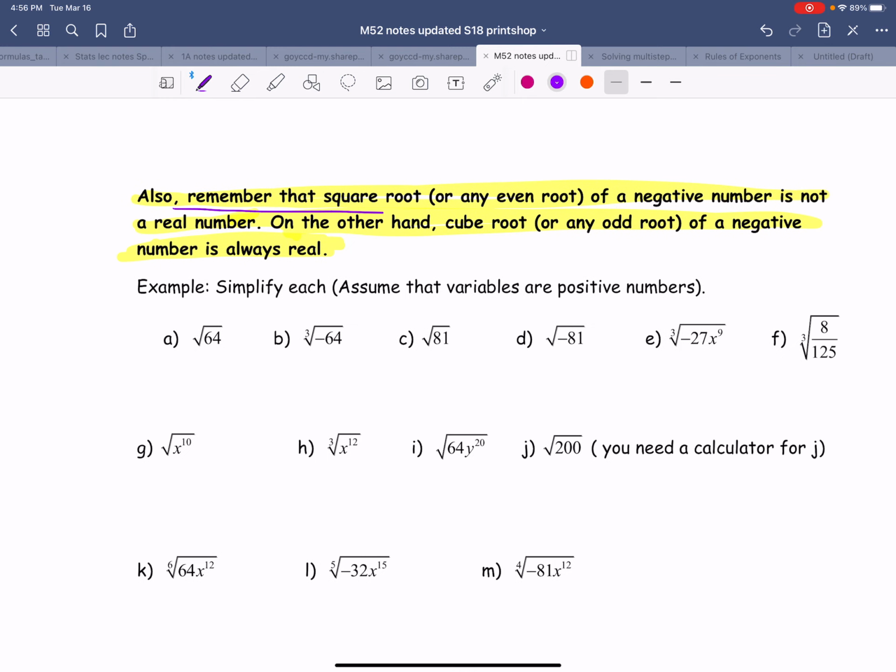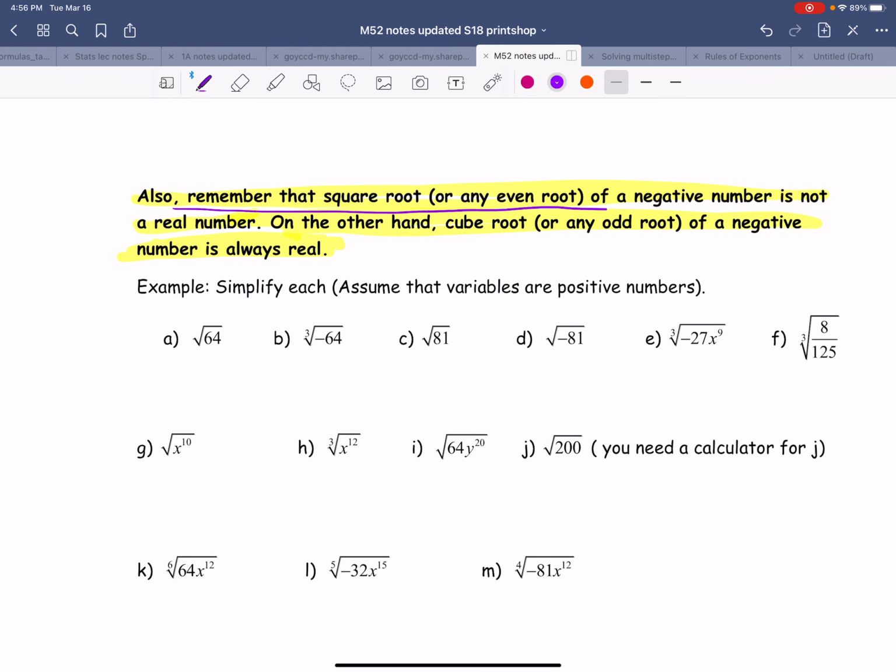Remember that the square root of a number, or any even root of a negative number, is not a real number. So square root or any even root. We're not talking about just square root. We're also talking about 4th root, 6th root, 8th root, 10th root, 12th root. Even root of a negative number is not a real number. On the other hand, cube root of any negative number is always real.